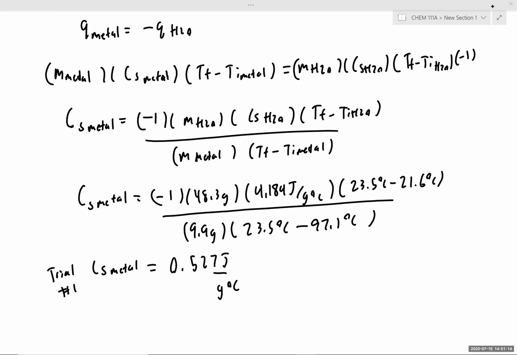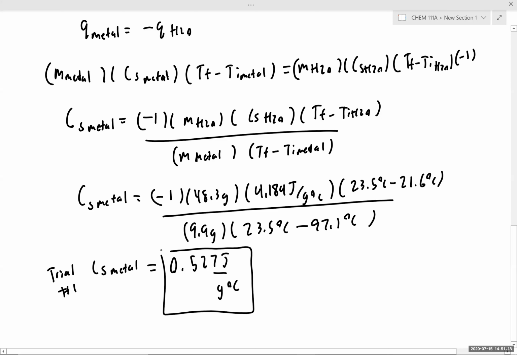And now what you're going to do is repeat this calculation for the 3 trials and calculate the average. And then you're going to compare this specific heat to the specific heat values given in your table, and you're going to be able to identify the unknown metal because the metal that matches your unknown will have the closest specific heat to your unknown. Does that make sense to everyone? Does that make sense, how to perform the calculations for the first step?